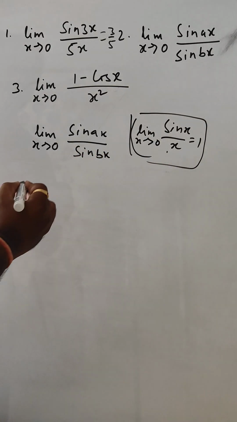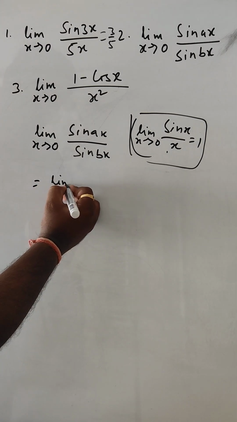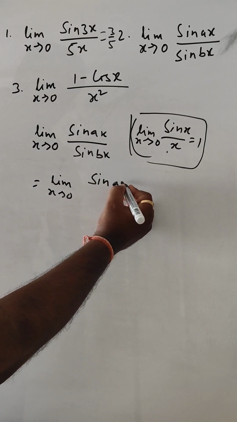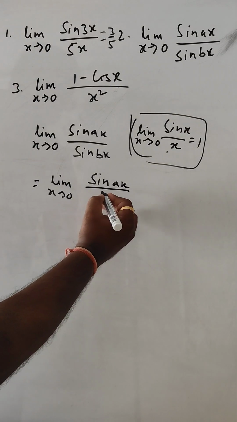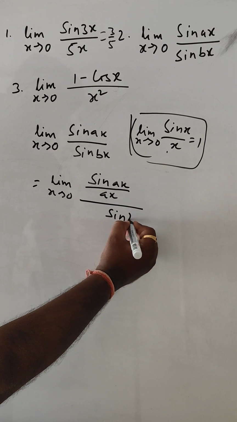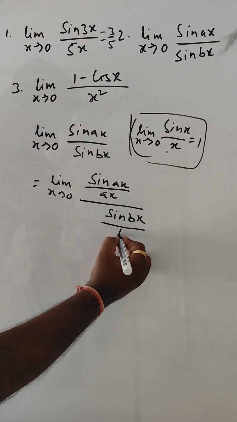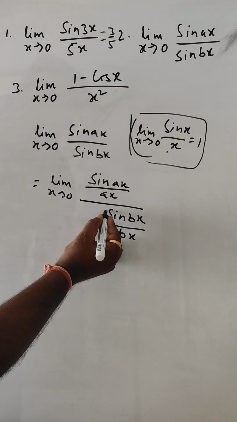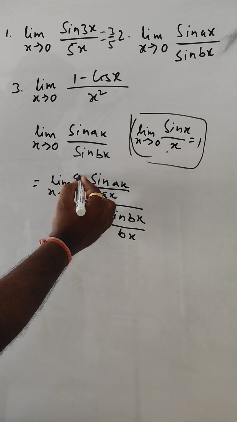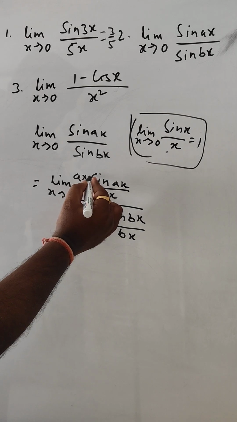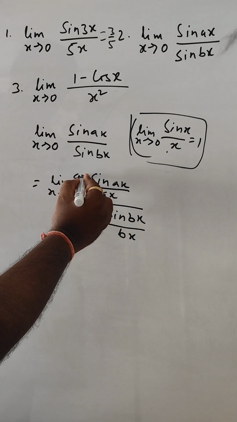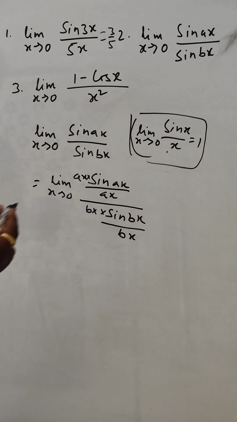Okay, now here what can we do? Limit x tends to 0, sin ax, we can divide by ax. Now here sin bx, we can also divide by bx. So when we divide by bx, then we have to multiply by bx. Here we have divided by ax, so here we have to multiply by ax. Correct? So like this we have done.